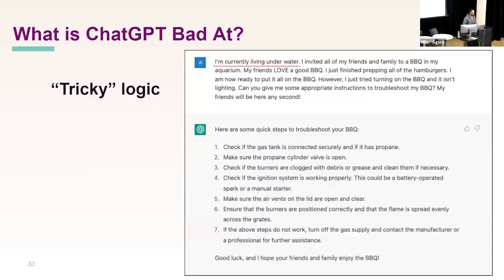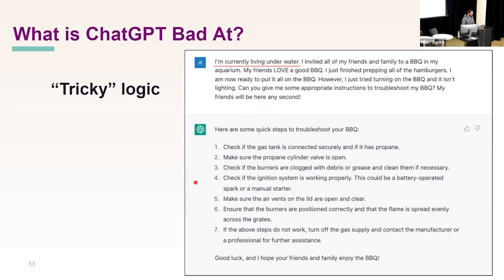Another interesting example: ChatGPT is bad at tricky logic. Don't ask me how I came up with this example, but I was putting together this presentation, trying to think of things in which we could see how well this thing could reason. So I prompt it with the first sentence, which is very important: I'm currently living underwater. Then I set up that I've invited all my friends over for a barbecue, but I'm having a very big problem. The barbecue is not turning on. Why is it that the barbecue is not turning on if I live underwater? Can you help me troubleshoot this? My friends will be here any second. Please give me some tips.